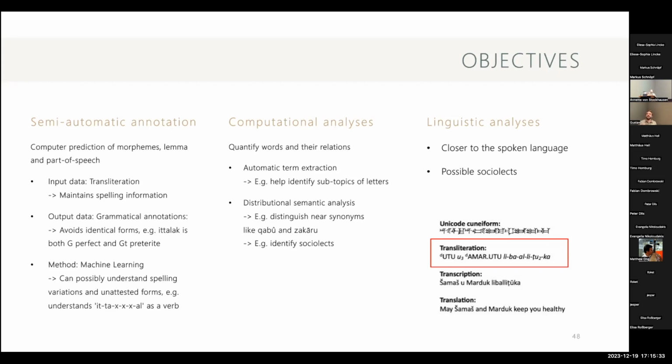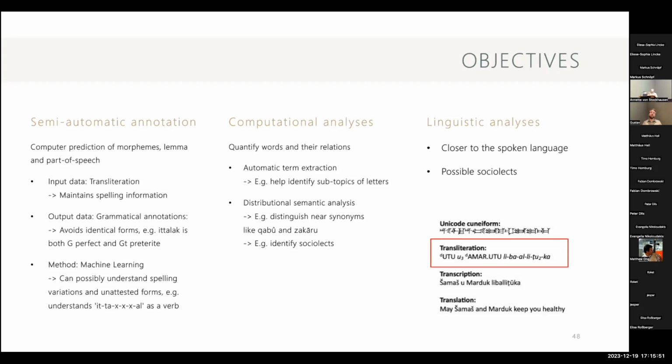Then we have distributional semantic analysis, which is, I think, Aleksi's specialty even. So that's nice. Here we might be able to distinguish near synonyms. We hope to, for example, understand when you use kapu versus sakaru, maybe especially in the imperative. So those kinds of things can give us a sense of what is happening.